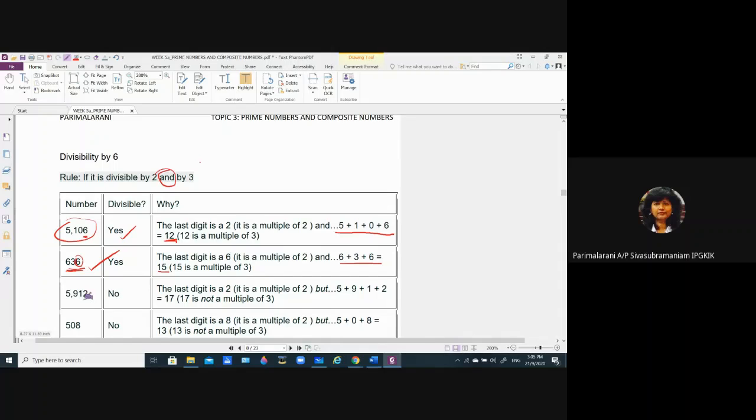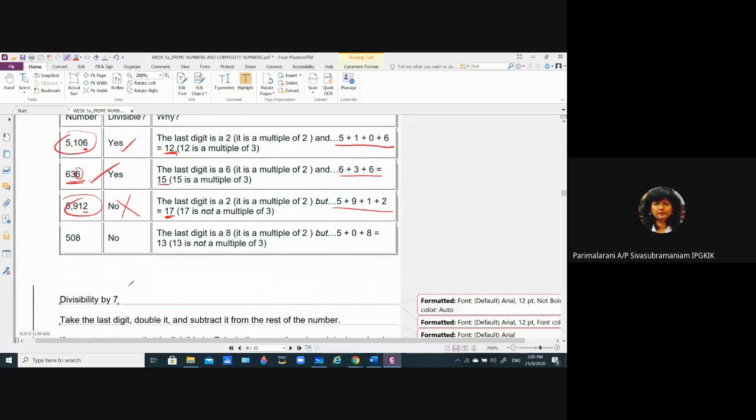How about this number? Last digit is 2, so can be divided by 2. When we add all the digits together, you get 17. So it is not a multiple of 3. So this number can be divided by 2 but cannot be divided by 3. Therefore, this whole number cannot be divided by 6. Okay, so that is the rule for divisibility by 6.